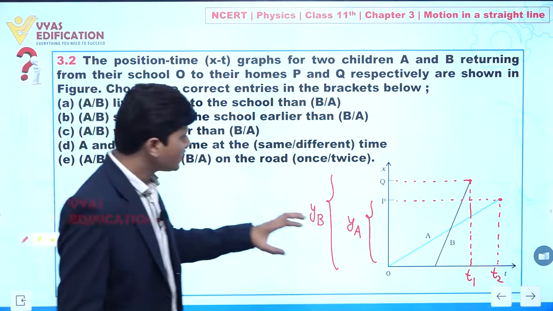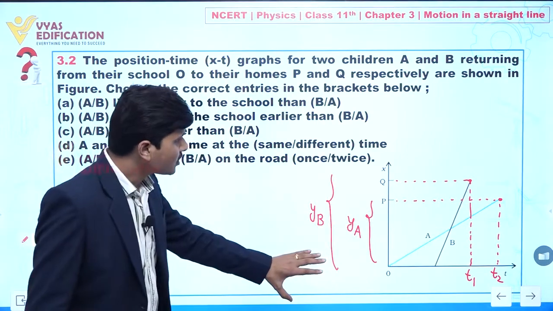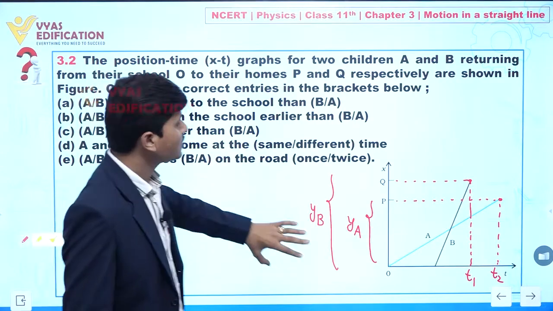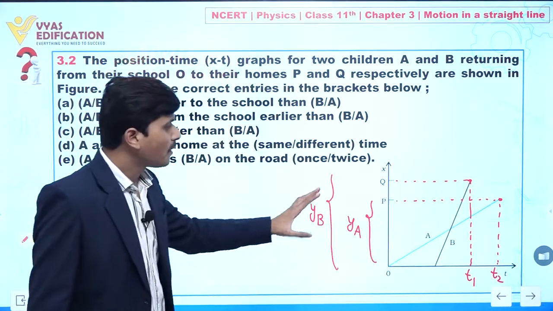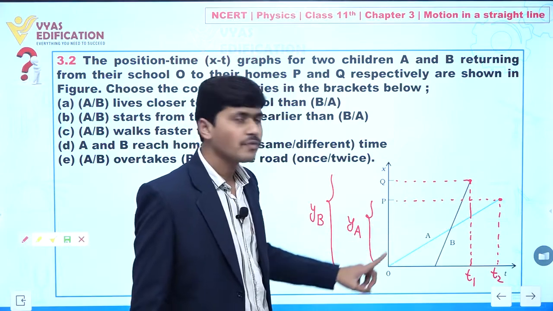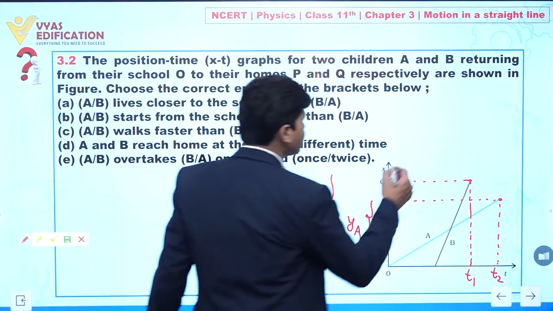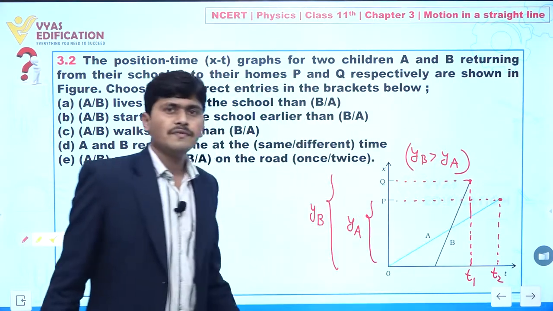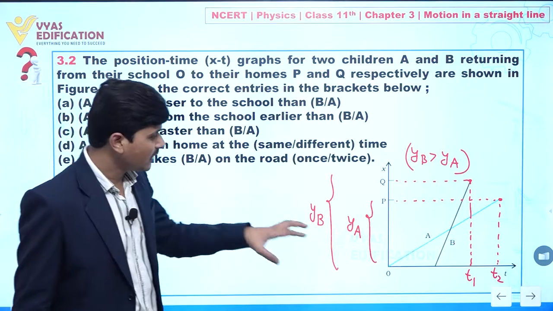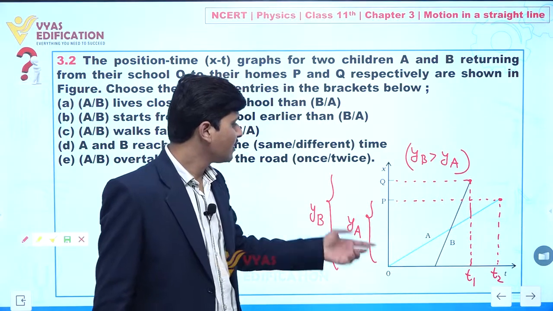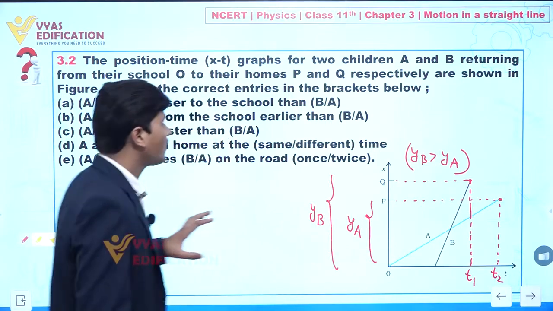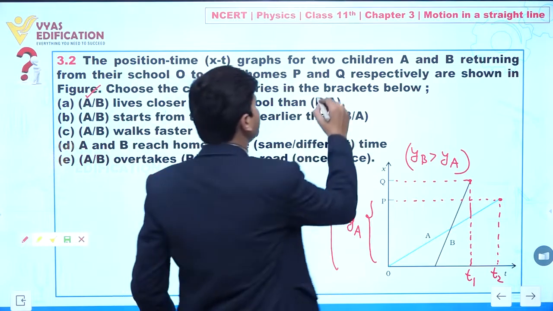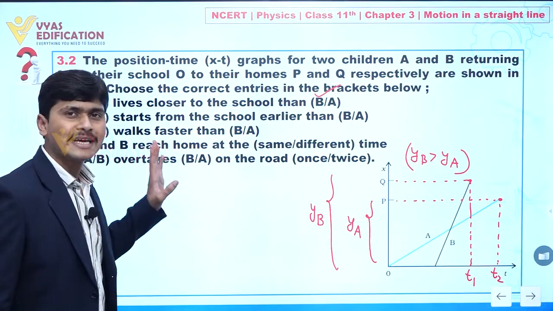Now you can see directly from the graph that the distance of the home of B from school is more compared to the distance of the home of A. It means directly you can say YB is greater than YA. So which child lives near to school? Definitely we can say A lives closer to the school than B. So part A is clear to you.